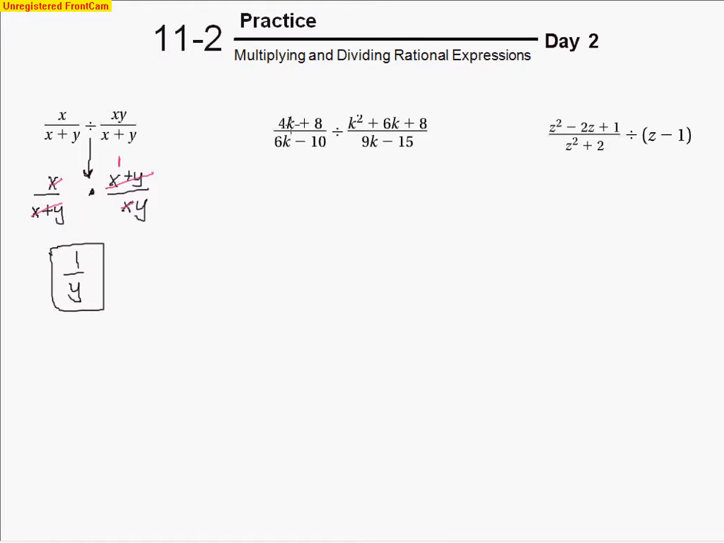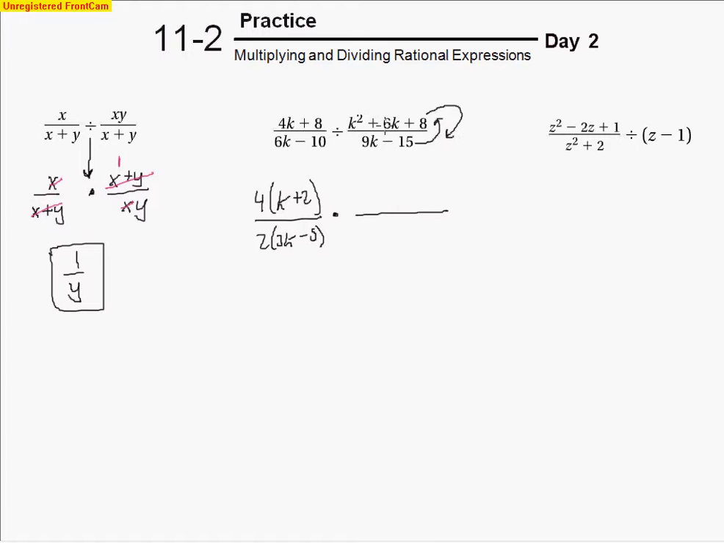On this next problem, same sort of thing. We could go ahead and factor out the common factors here as we rewrite it. And that would be a good step to start with. So 4 times k plus 2. Down below, I'm going to take out the common factor of 2. Leaves me with 3k minus 5. So now I'm going to multiply by the reciprocal. So I'm going to move this to the top of the fraction. I'm going to move this to the bottom.